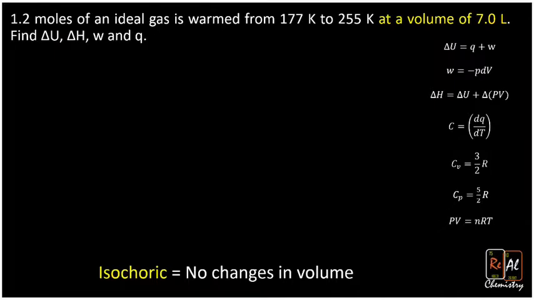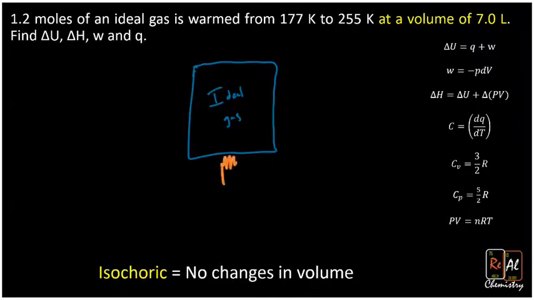A problem you might solve under isochoric conditions would look like this. 1.2 moles of an ideal gas is warmed from 177 Kelvin to 255 Kelvin at a volume of 7 liters. Find delta U, delta H, W, and Q. Remember, isochoric means no changes in volume. Imagine we have a sealed container with our ideal gas inside of it, and down below it you have a flame. Okay, so all we're doing is warming it up.